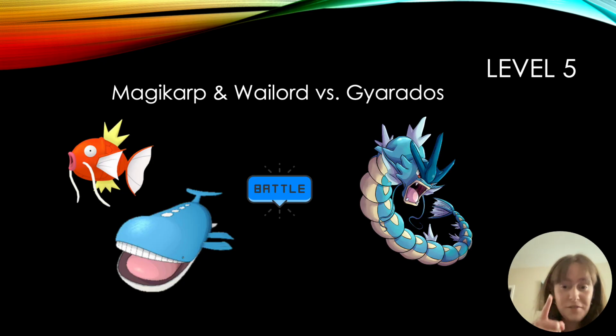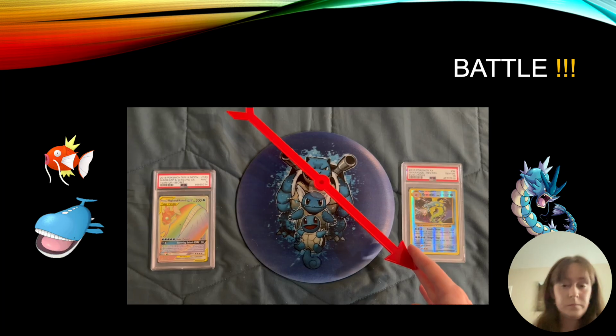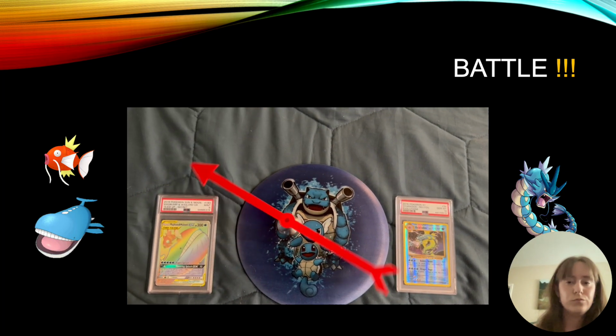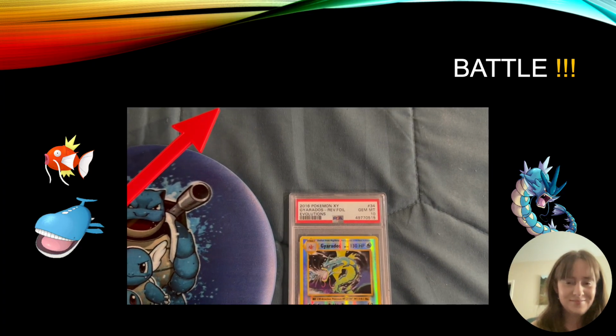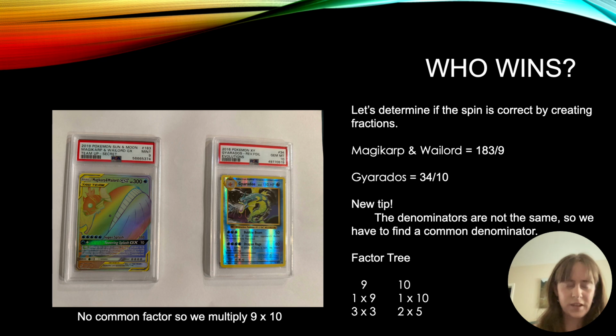Okay, you already had a preview of this, but now we're having a team against a singular Pokemon. Why? Because I felt like it, and because we're moving up and we're in level 5. So let's see who wins this battle. Ooh. I think Gyarados is going to win. Okay. I see you.